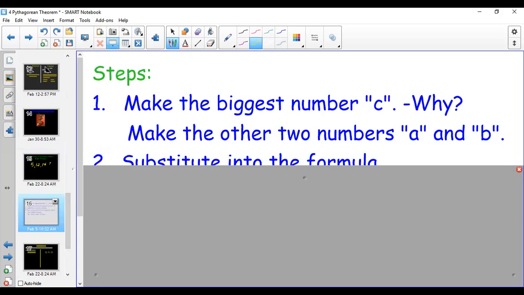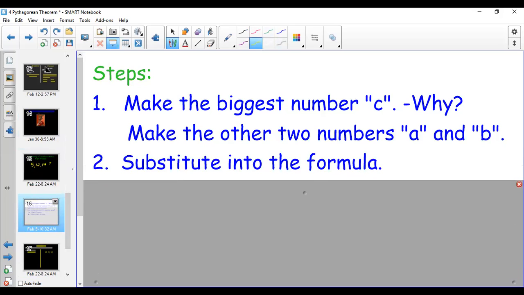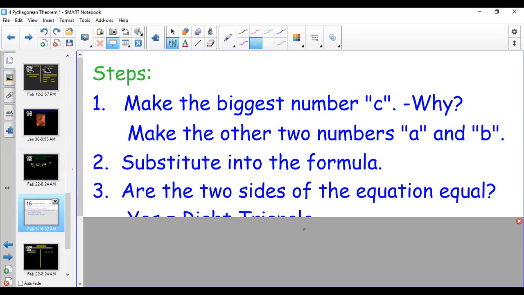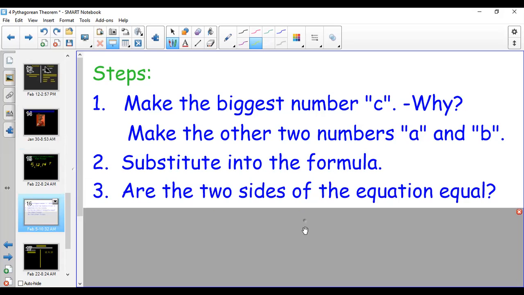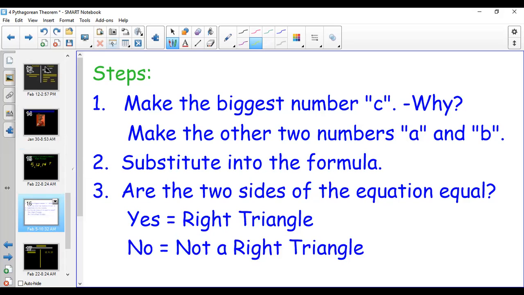So here are our steps. Step 1, we always make the biggest number C. And if you think about why, it's because that C is our hypotenuse, and our hypotenuse has to be the biggest side. So that's why we always make C the biggest. Other 2, A and B, you can kind of mix and match. We're going to plug it into our formula, a squared plus b squared equals c squared. And we're seeing, are the 2 sides of the equation equal? If they are equal, it's a right triangle. If they're not, it's not a right triangle.